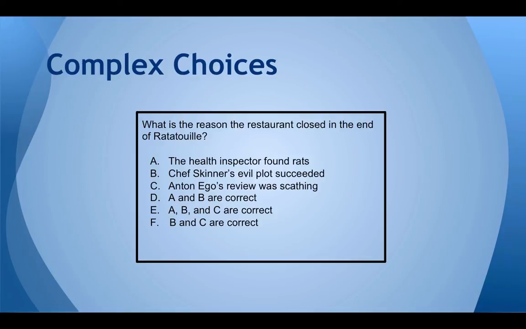You'll also want to look out for complex choices. This example is pretty self-explanatory. What is the reason the restaurant closed at the end of Ratatouille the movie? We have several reasons listed, and then at the bottom we have the whole slew of A and B are correct, A, B, and C are correct, B and C are correct. Perhaps you like to list things where A and B are correct, but D isn't correct.